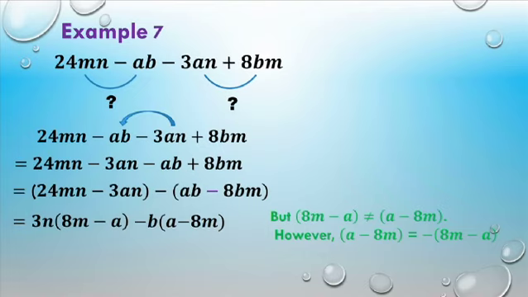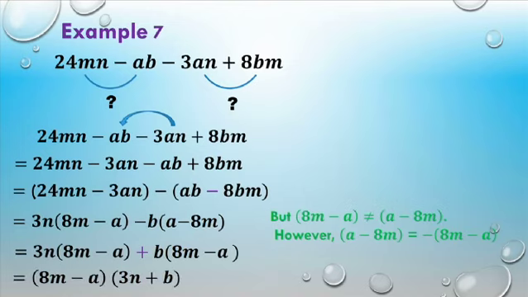So I'm going to take this minus with a minus b. I'm going to have plus b. And the second bracket now can be written as 8m minus a. So 8m minus a is common to both terms. And I'm left with 3n plus b. You can see that this example is slightly more difficult because we didn't have common factors initially, and then when we started factorizing, we did not have the same sign. So we had to do some minor modifications here.